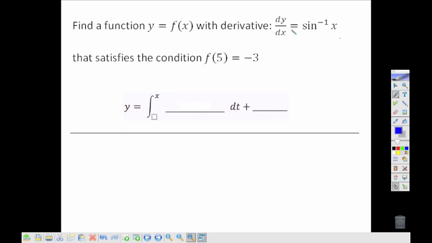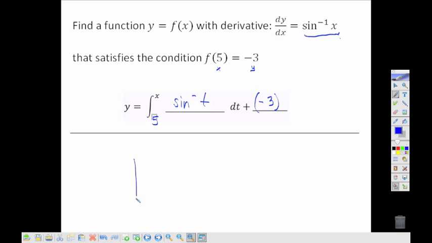In this next example, we want a function, f of x, that has the derivative of sine inverse of 1. So we'll start, that's going to be our integrand, but just remember that we change our variable to t on the inside because our variable is going to go up here, the x. Next, we want to satisfy the condition that if x is 5, y will be negative 3. So we're going to start by putting the 5 down here. That way, if we plug in x equals 5, it'll go from 5 to 5, making the first part 0. And then if we want y to be equal to negative 3 at that point, 0 plus a negative 3 will give us the function that we want.